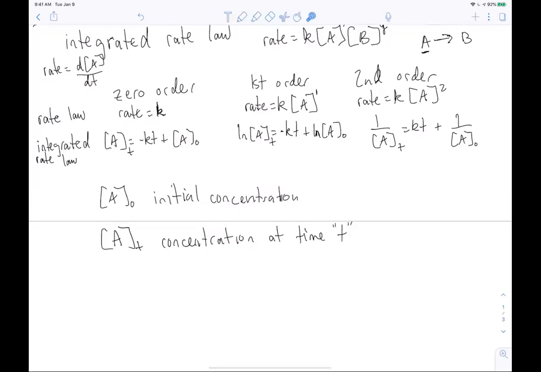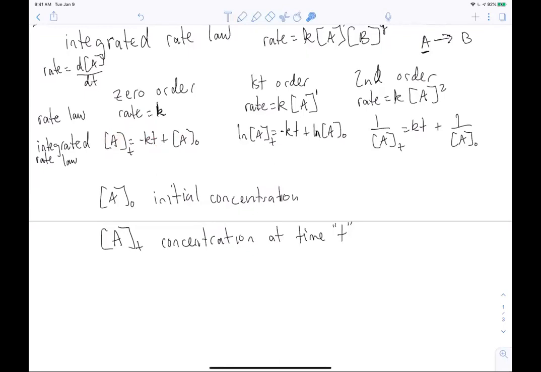Then I can ask, at what point in the reaction is the concentration of the reactant really, really low? Basically, when is the reaction over with, or when does it reach half of its original concentration? I can calculate that with this equation. So that's what these equations are really useful for. It tells you where in the reaction you are.